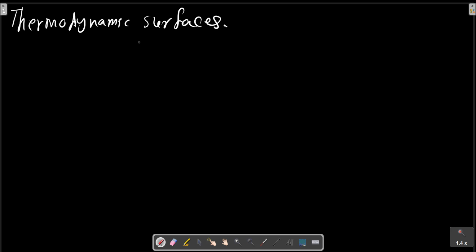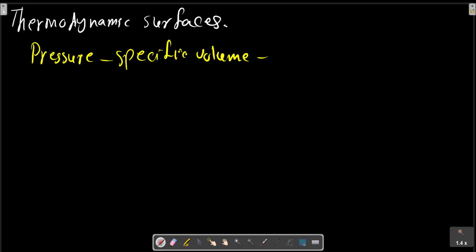The matter discussed to this point can be well summarized by consideration of a pressure-specific volume-temperature surface. Pressure, specific volume, and temperature surface.